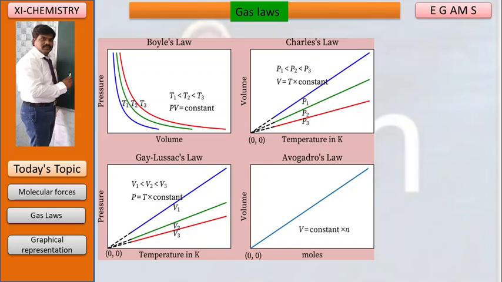These are all graphical representations that express Boyle's law, Charles' law, Gay-Lussac's law, and Avogadro's law as per the definition. This is Boyle's law: when pressure increases, volume decreases. At this pressure the volume is this one; highest pressure, low volume. Then here, volume versus temperature: as temperature increases, volume increases. Here temperature versus pressure, and this is volume versus number of moles. These are the four graphical representations, a comparative study of Boyle's, Charles', Gay-Lussac's and Avogadro's laws.